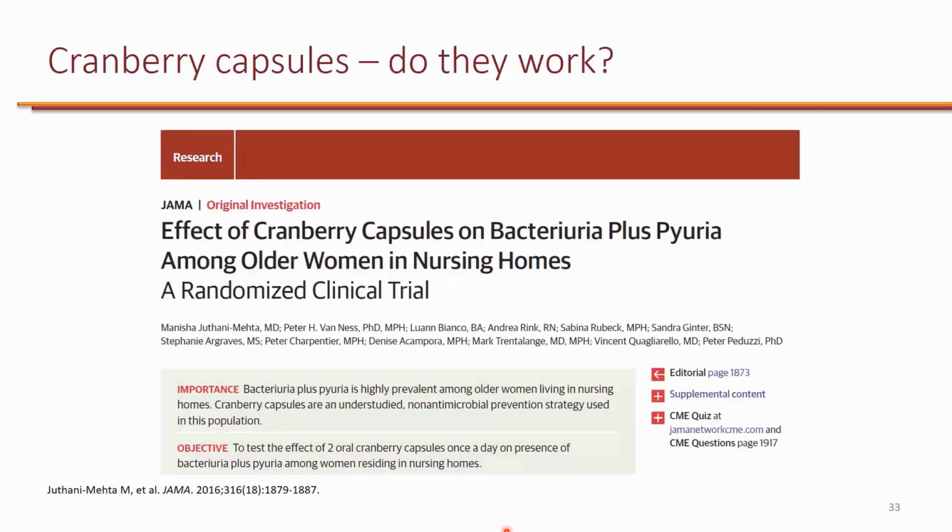So cranberry, do they really work? There is newer data that was published in JAMA. They looked at the effect of cranberry capsules on bacteriuria plus pyuria among older women in nursing homes. They wanted to test the effect of 2 oral cranberry capsules once a day on presence of bacteriuria plus pyuria among women residing in nursing homes. I posted this article, and I will let you read it and decide for yourself what they found.